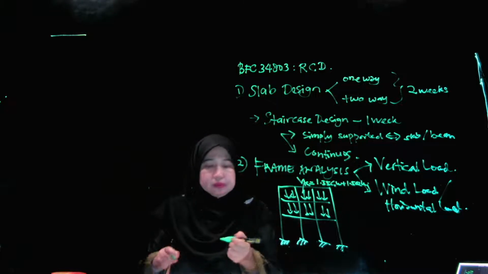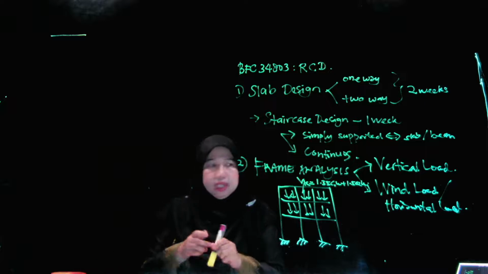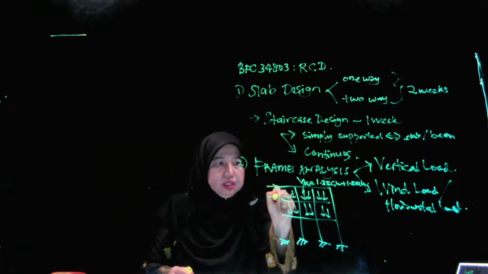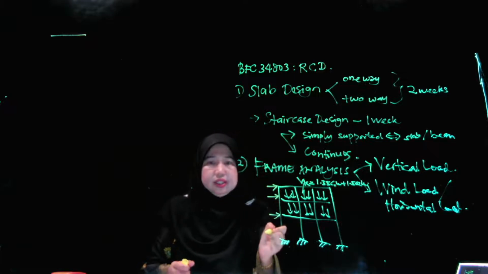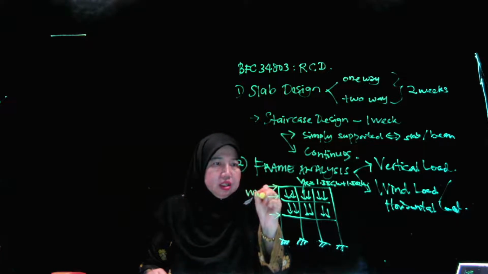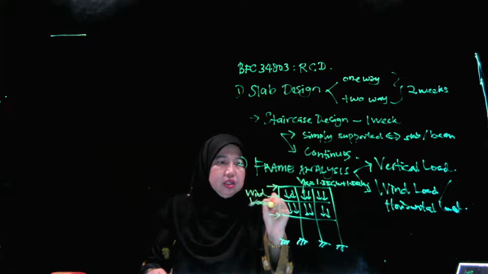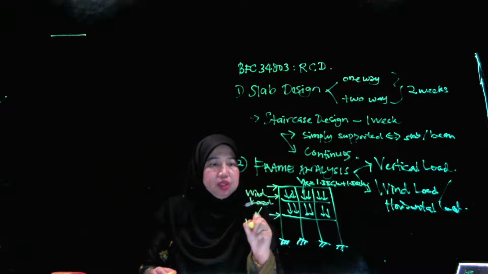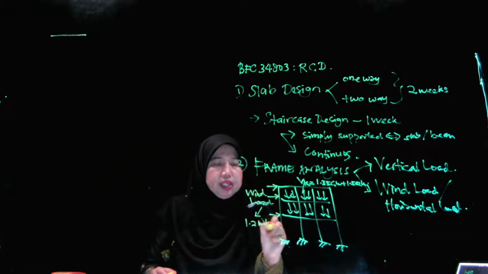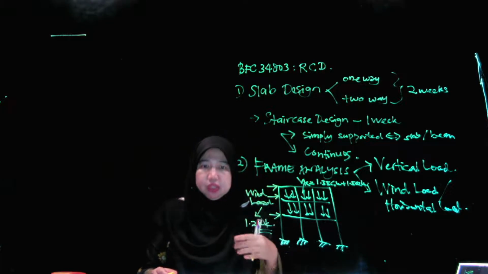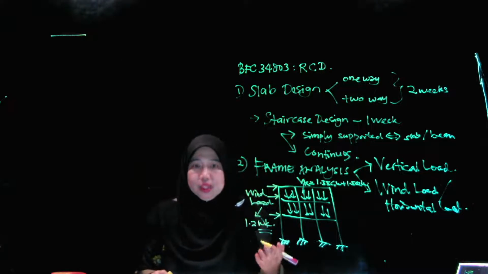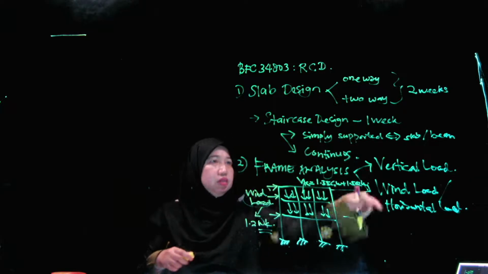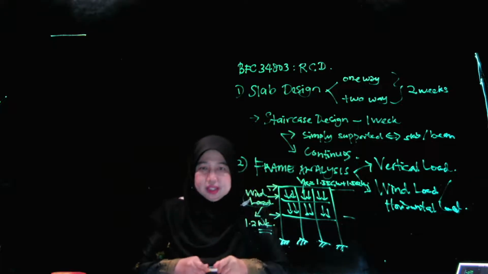While for the wind load, wind load is horizontal load. So the horizontal load comes from here. This is wind load. The equation for wind load is 1.2 WK. So the WK value is what you need to find, which is the wind load. Hopefully everyone can understand this one. So this is overall for the frame analysis.